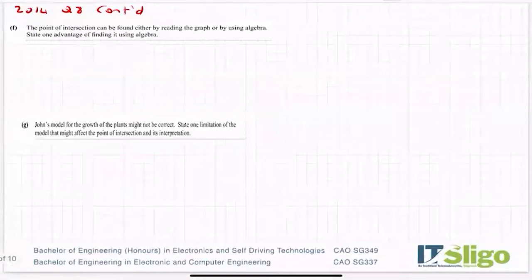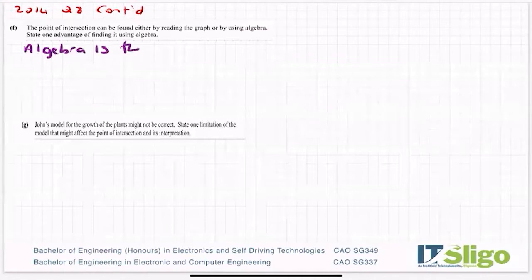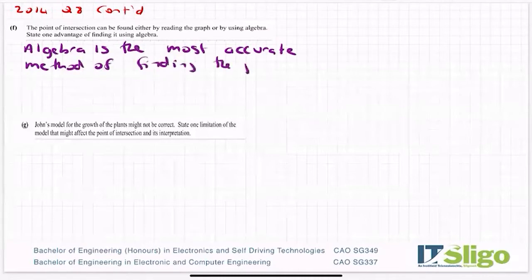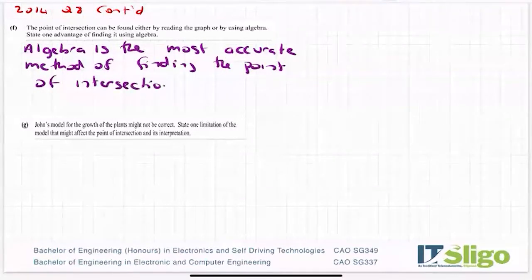The point of intersection can be found either by reading the graph, which is what we did, or by using algebra. State one advantage of finding it using algebra. Well, algebra is the most accurate method of finding the point of intersection, because you're solving formulas and there's no room for reading off a graph wrong or subbing in something wrong, and so on and so forth.